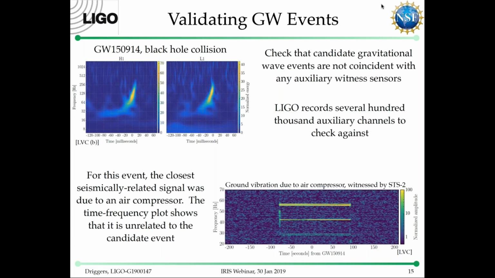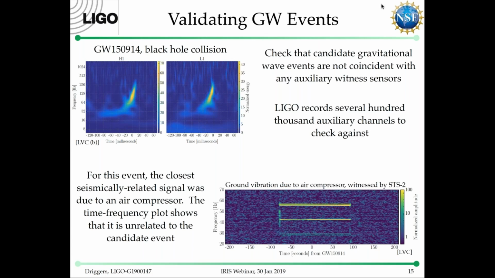So this kind of looking at our auxiliary sensors, particularly including all of our seismic instrumentation, can help us ensure that a gravitational wave candidate event is of true astrophysical origin and not due to some kind of anthropogenic something, either ground motion or some kind of electronics glitch or something.